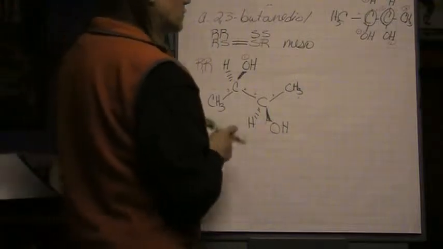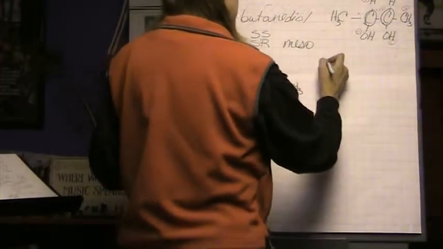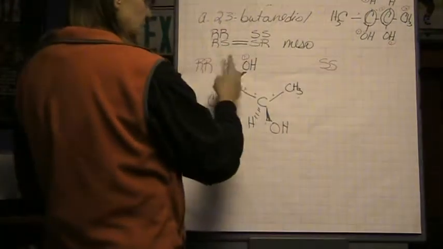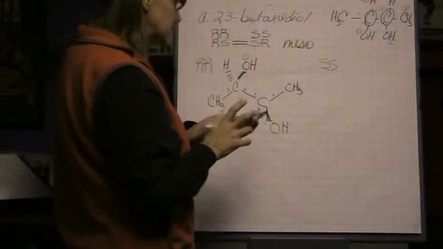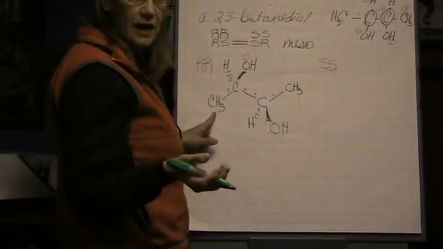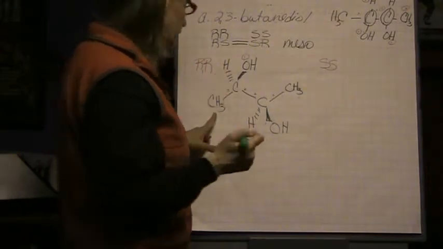So SS, now everybody else is easy, right? Because for SS, reverse the dash and the wedge, reverse the dash and the wedge, and leave everything else the same, and I'll have SS, because if you switch two, you get the opposite.